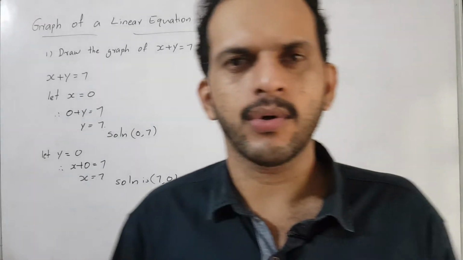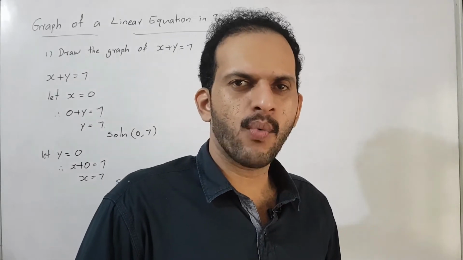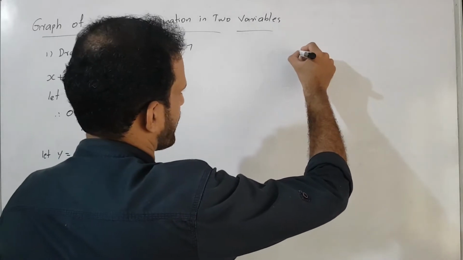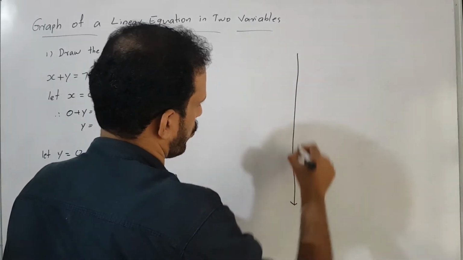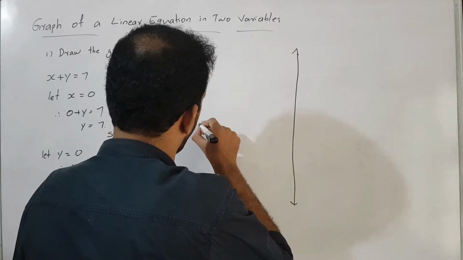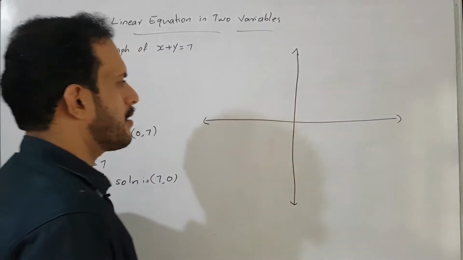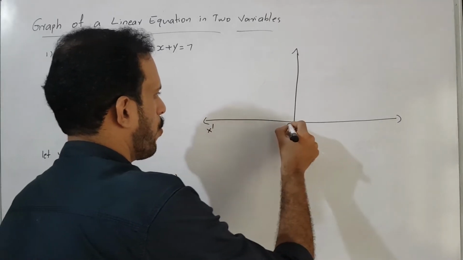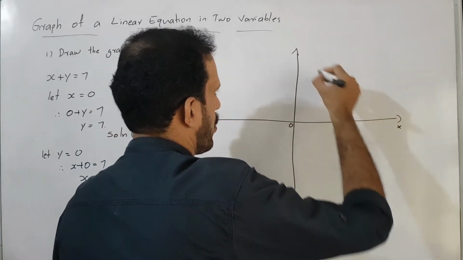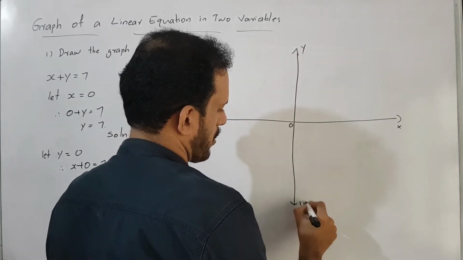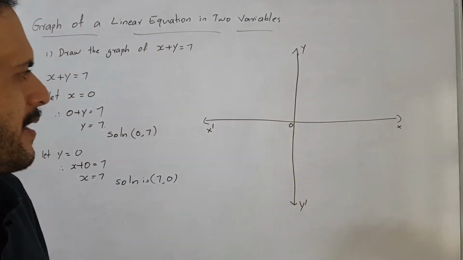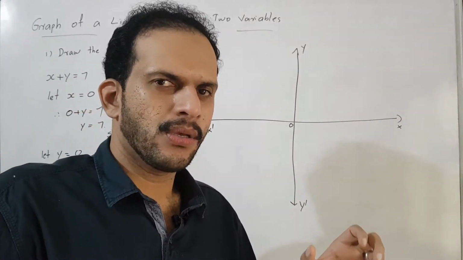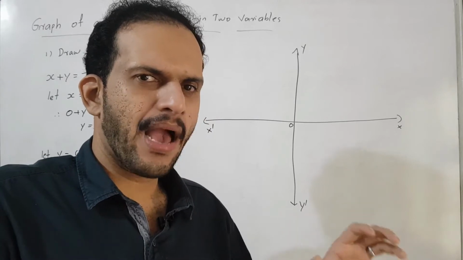Okay, we know for drawing the graph we need the x and y axis, correct? So in the Cartesian plane we draw the x and y axis. You just draw it with a scale or ruler. Okay, I'm just giving an idea. Then we mark x dash, o, x, y, y dash, correct? To mark the numbers on the x and y axis, you take an equal distance.